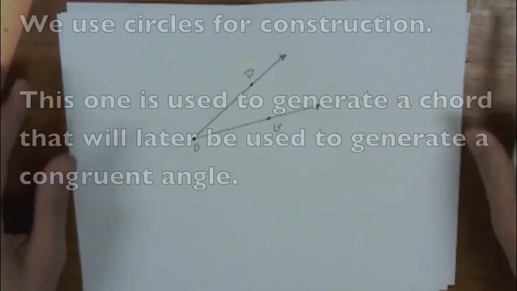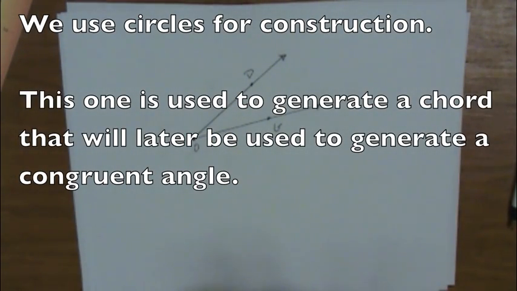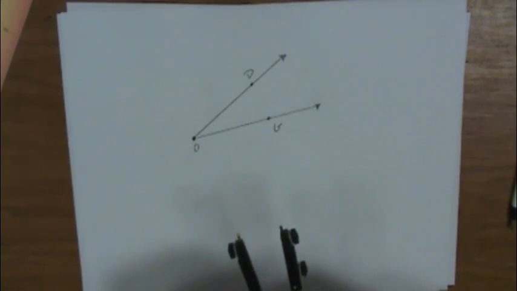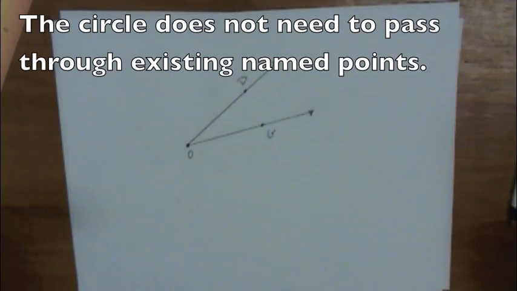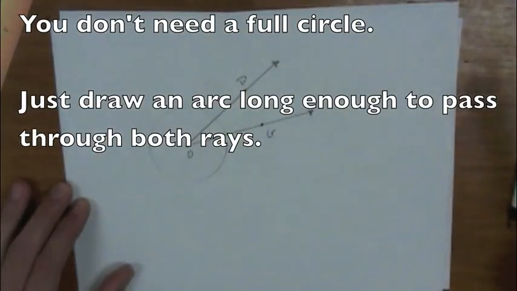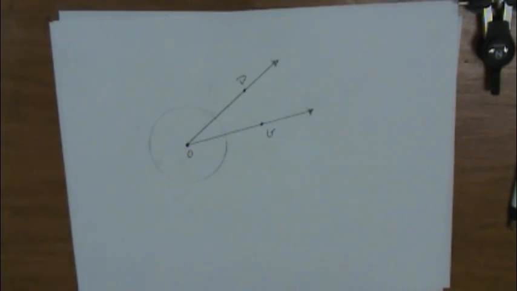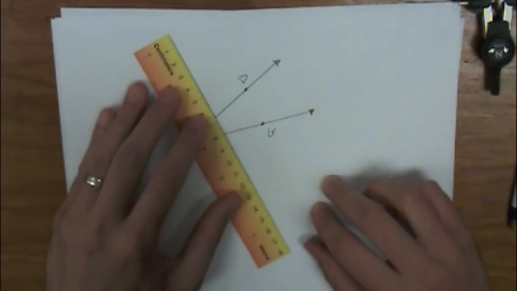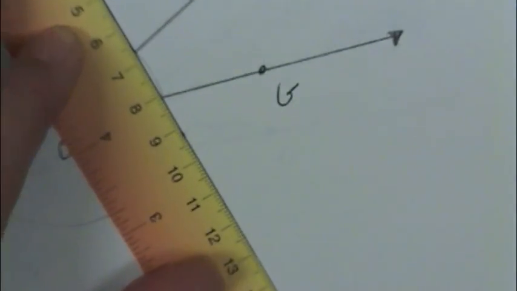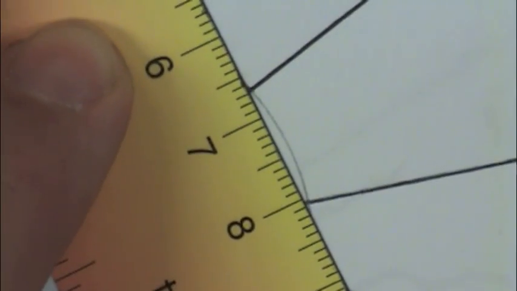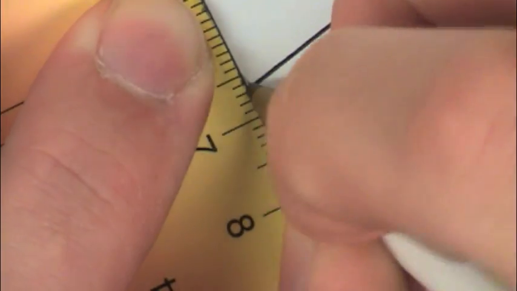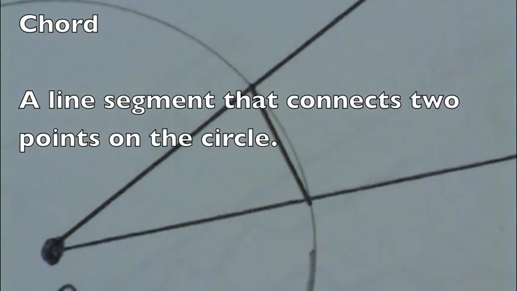So get out your compass and place the point on O, and then we're going to draw a circle that passes through rays OD and OG. But it doesn't have to pass through the points. So I'm just going to draw a small circle around point O here. We're going to use the straight edge to connect the points where the circle intersects the rays. Notice there's a little tiny bump. Let's see if I can zoom in on that. You see there's a little space in between. So if I connect those dots like so, I create a line segment which is called a chord.